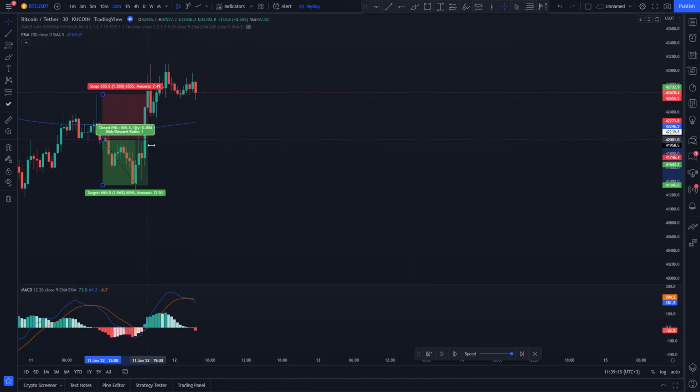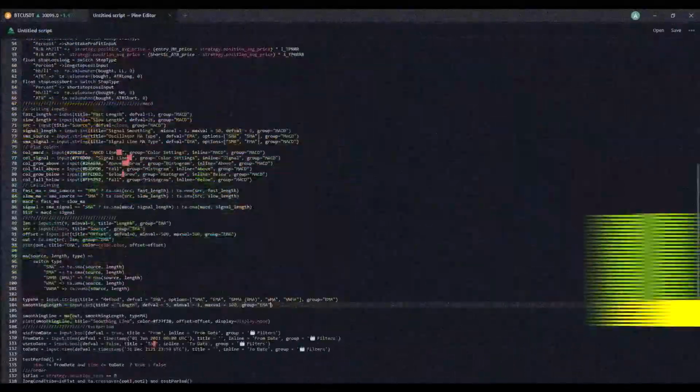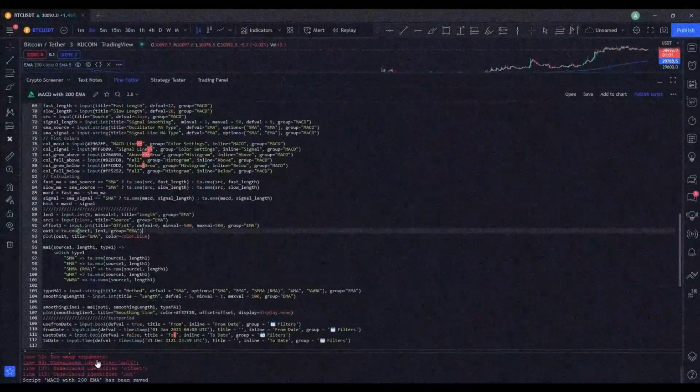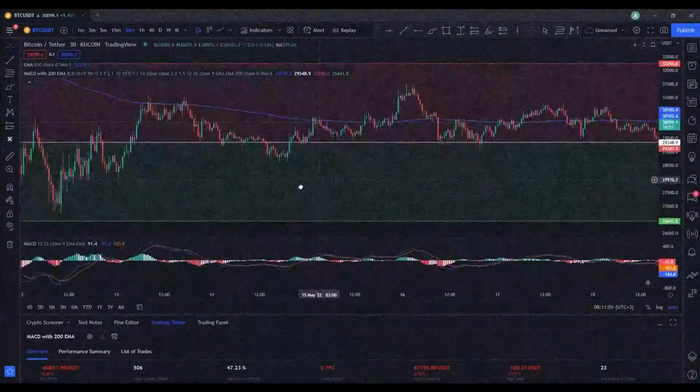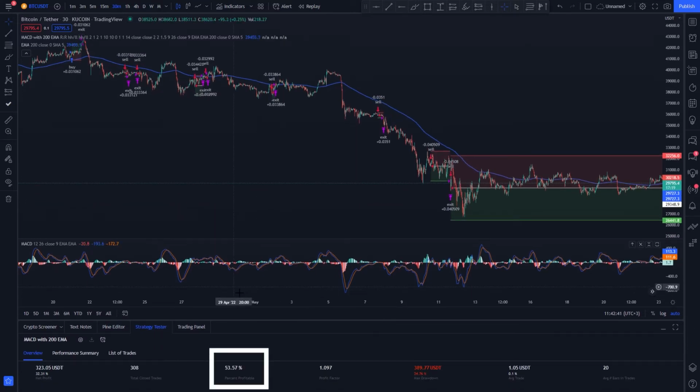Okay, now it's time to code it to see if it's actually working and what the win rate is. And we're finally done. I will put a link to this code down below in the description and it's completely free. Now, let's see the result. As we can see, the win rate is 53.57%.